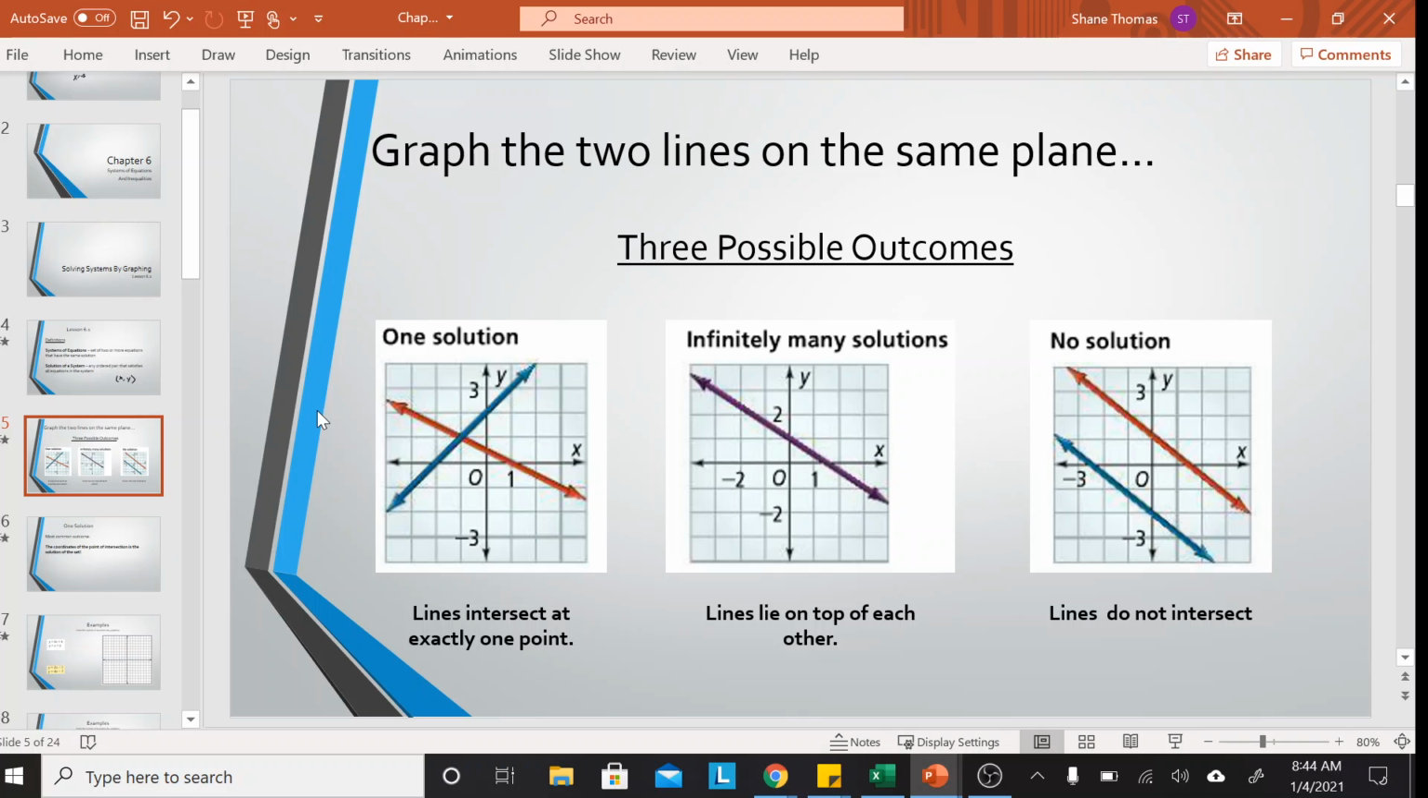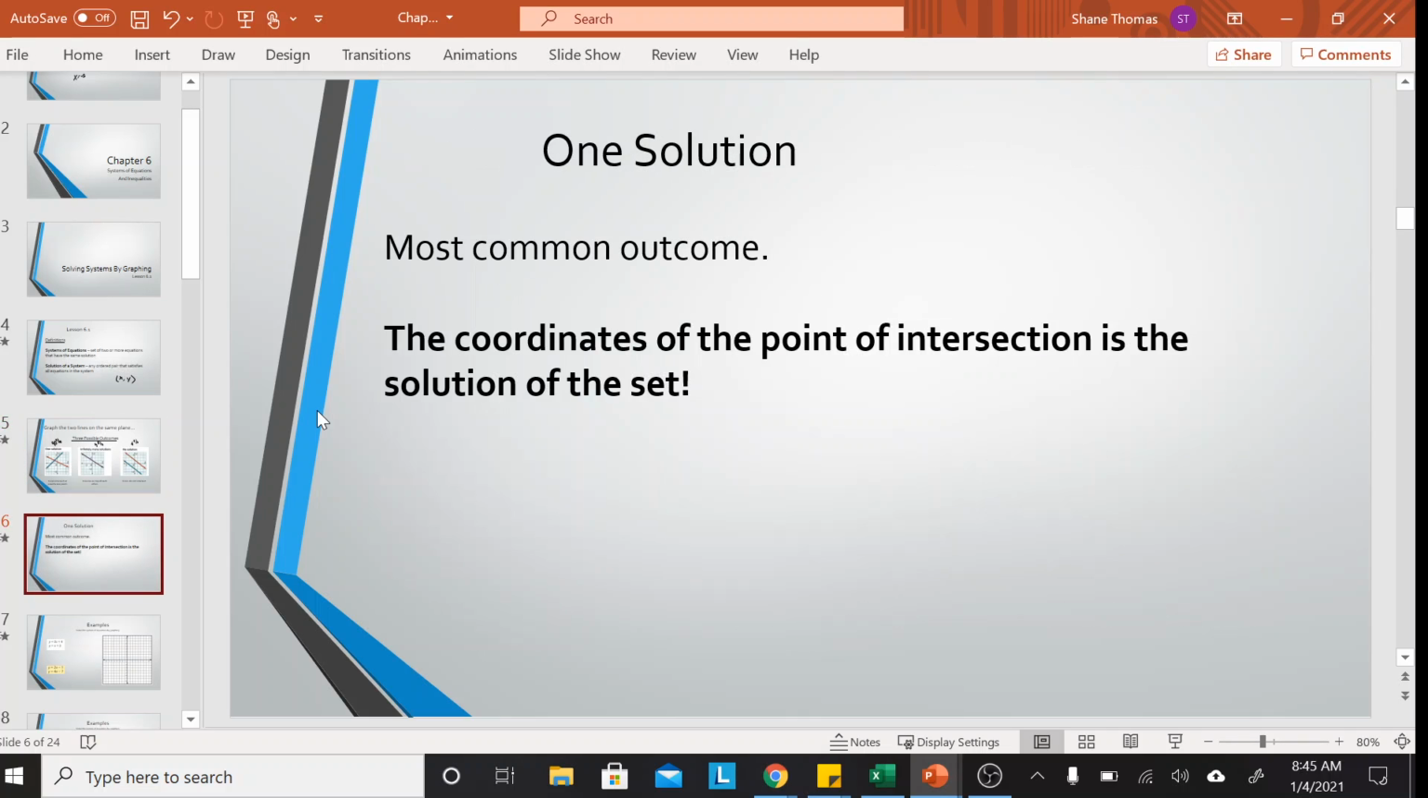All right. So those are your three possible outcomes. I'm going to tell you that the first one is probably 90% of the time what's going to happen. This one is probably 5%, and this one's probably 5%. So the most common is obviously intersect at one point, and that's your solution. Okay. So let's look at this and see what one looks like.